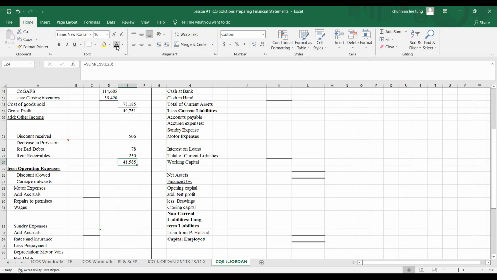So I'm seeing some answers here in the chat. Not sure how you all are getting those amounts. All right. Remember, we are adding. Let me just show you all again. I'm just going to highlight it in yellow. We're adding the 40,751 and all the other incomes that we would have received or are going to receive. And that's how we get the 41,585.